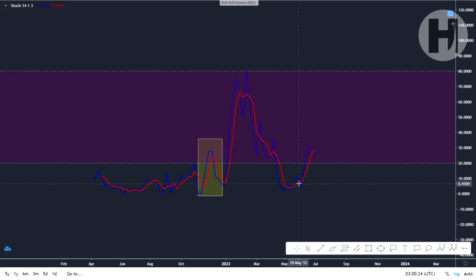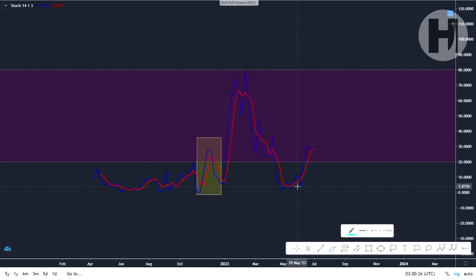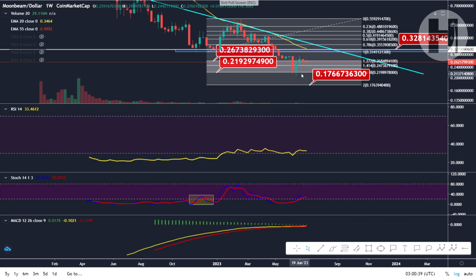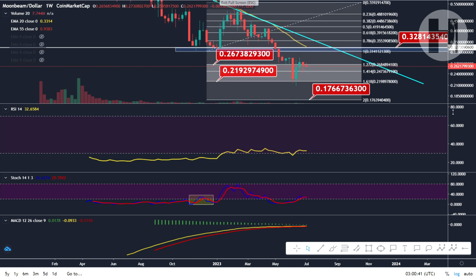The same could be happening over here, where we have a quick little retracement to the upside like we just did, and then we're going to end up coming back down. So maybe we could see an exact same scenario play out here. If that is the case, then we're going to be looking at 22 cents retested fairly soon.